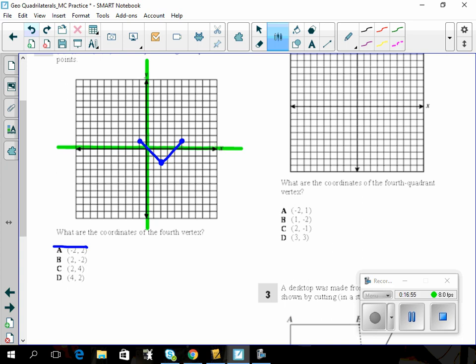What answer choice looks like it might make the most sense? C, right? 2, 4. So if I look at that, make sure I graph it right. There we go. And then I go ahead and connect them. Does it look like it's a square to you? Yeah. How could I prove it?